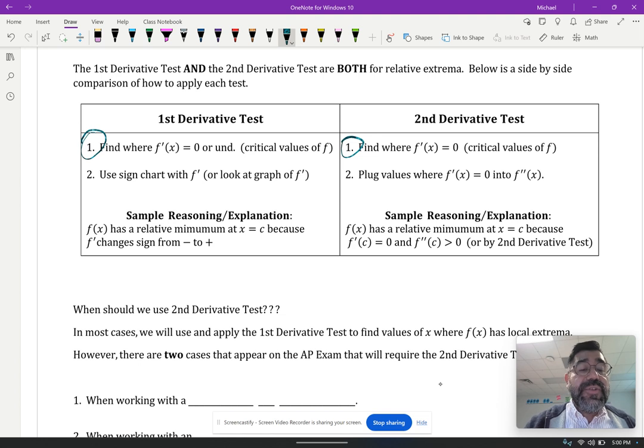But when I do the first derivative test, I use a sign chart, and then I consider whether the first derivative changes in sign from positive to negative or negative to positive. But in the second derivative test, I take the critical values and I plug them into the second derivative, and using concavity, I'm able to figure out whether I have a relative minimum or relative maximum.